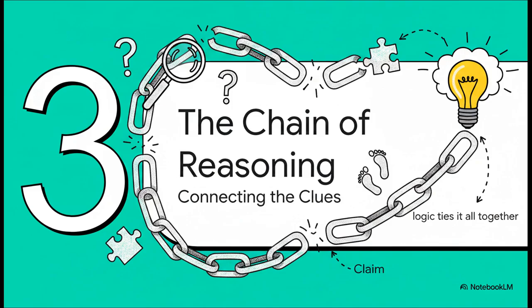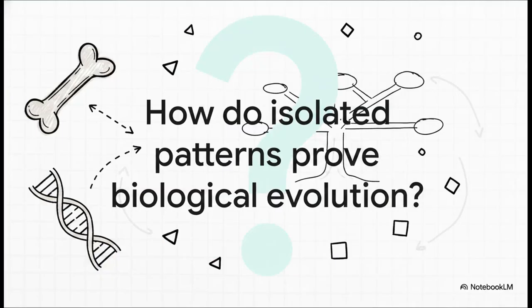Section 3. The chain of reasoning. Connecting the clues to the claim. Because evidence alone isn't enough, we need logic to tie it all together. Think about it for a second. How do these isolated patterns, a bone here, a DNA sequence there, actually prove biological evolution? We have to actively bridge that gap between gathering random data and applying rigorous scientific reasoning.